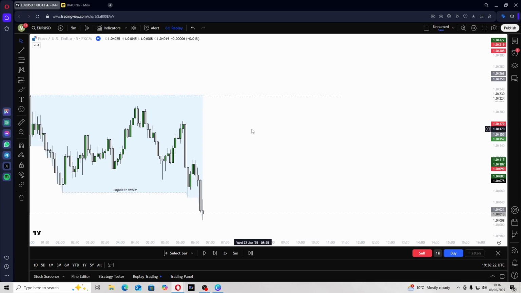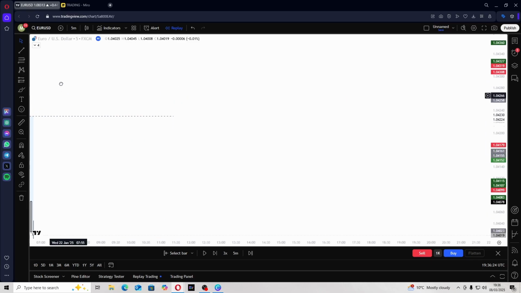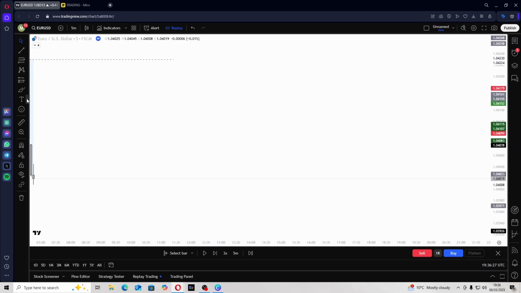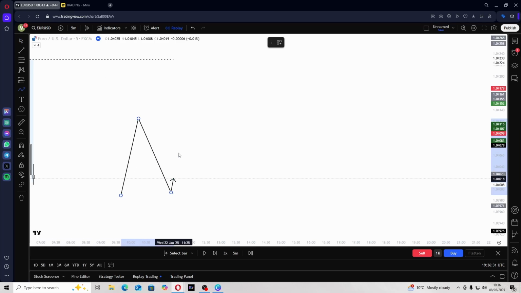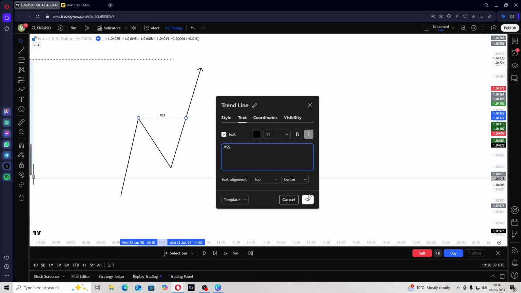We need to find a market structure shift, which is when price actually breaks on itself. Let me just show you exactly what I mean right here. This is when price does an action like this and it just breaks completely on itself, right? And this would be our market structure shift that we're looking for right here, okay?